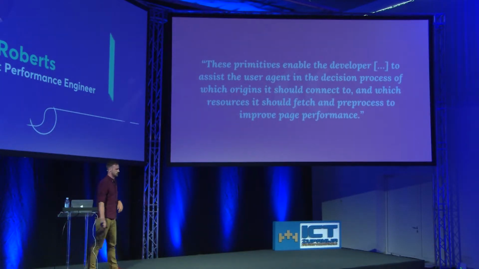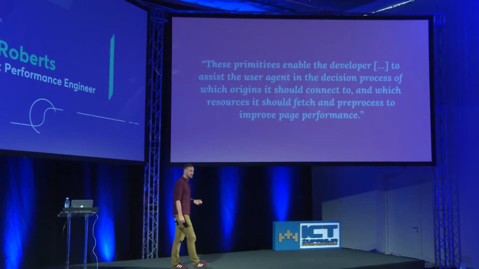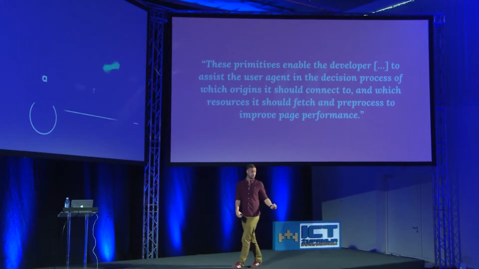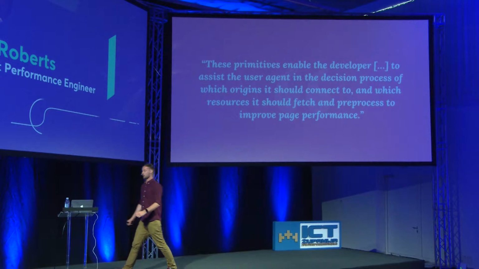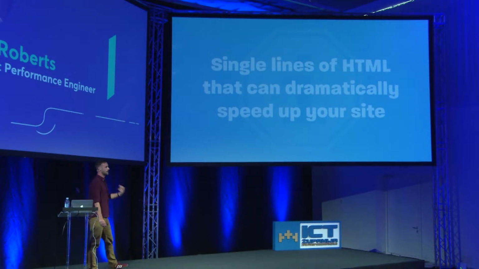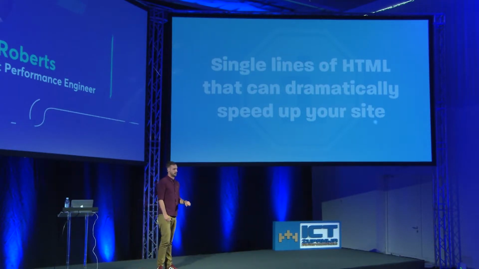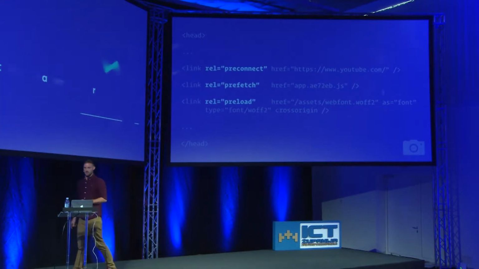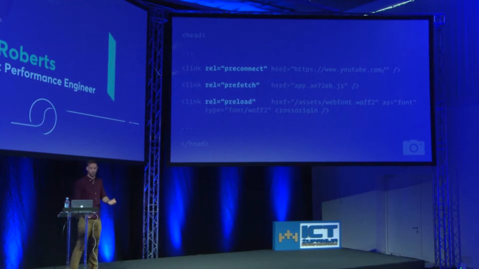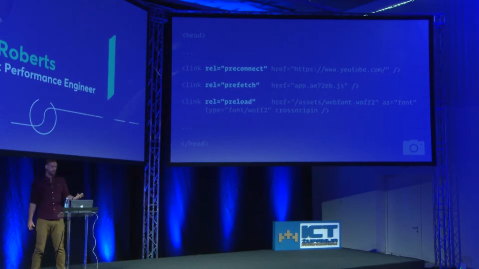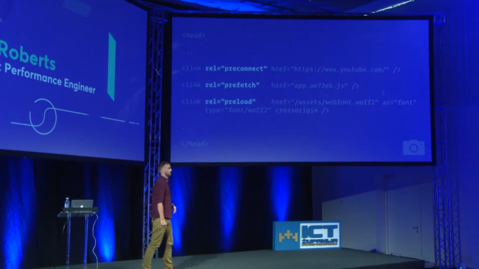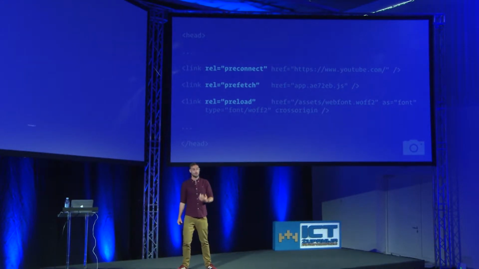The spec describes them as primitives that enable the developer to assist the user agent in the decision process of which origins it should connect to and which resources it should fetch and pre-process to improve page performance. My God, that is boring. Basically, in more human terms, we're looking at single lines of HTML that can dramatically speed up your website. And I'm not kidding, it really is single lines of HTML. These are single declarative link rel equals tags that go in the head of your document. We will get a little bit more advanced later on, but really this is kind of as basic as we're talking. These single lines of HTML can make tremendous differences to the speeds of your applications.